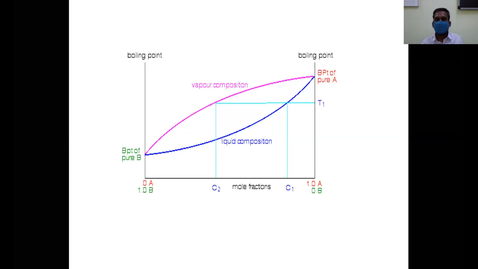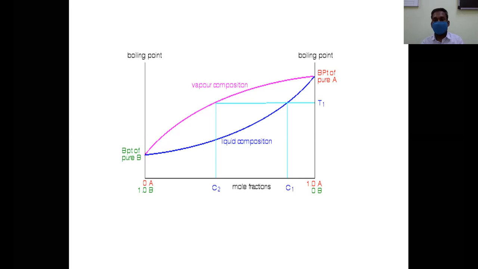So what have you done basically now? If you do all these things, what have you done basically? You have separated B out of solution A and B, by using the technique of boiling, collecting the vapor, condensing them. Boiling, collecting the vapor, condensing them. In fact, this is the basic principle of fractional distillation.